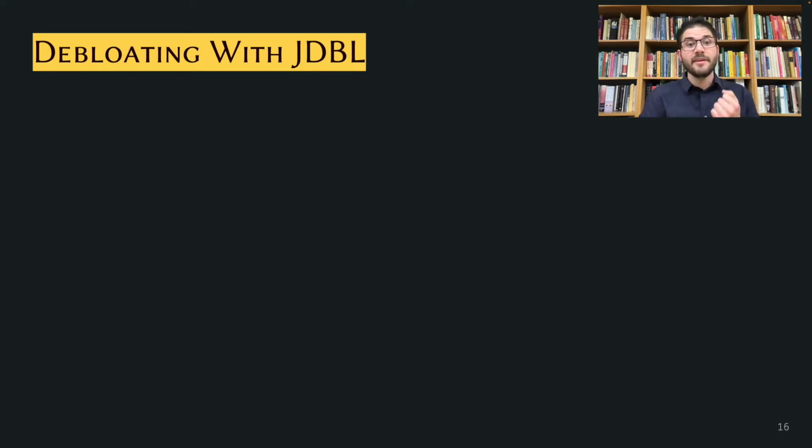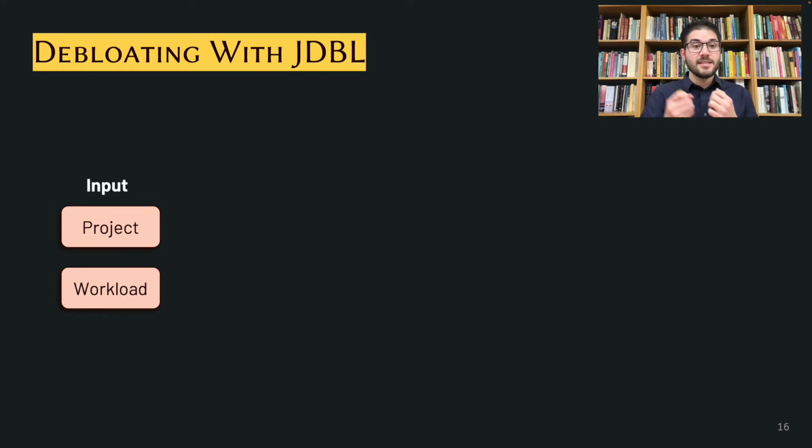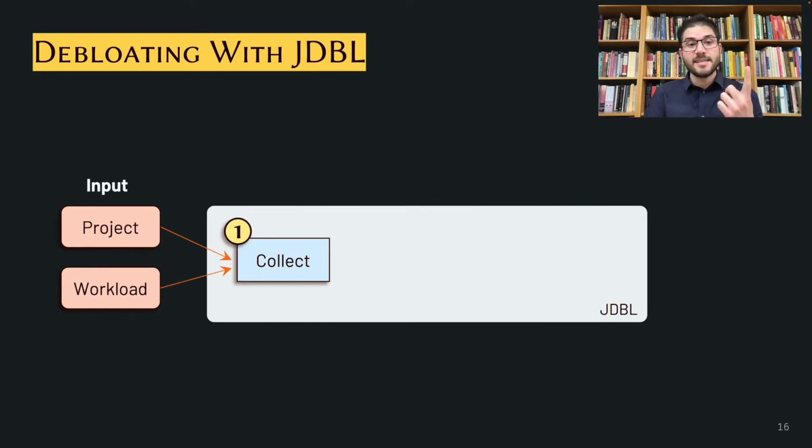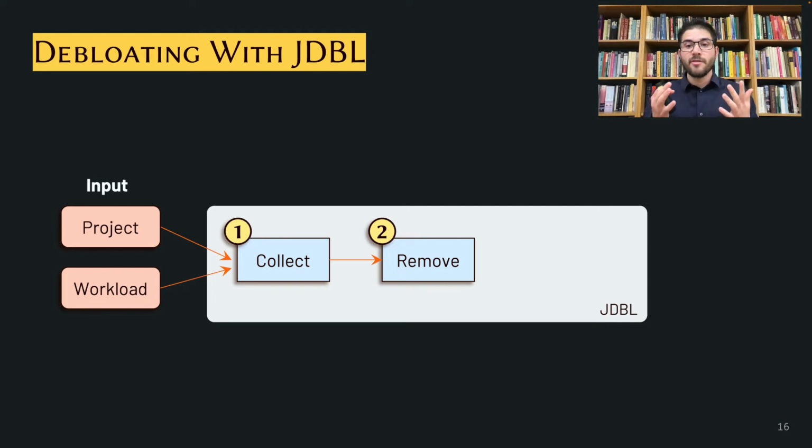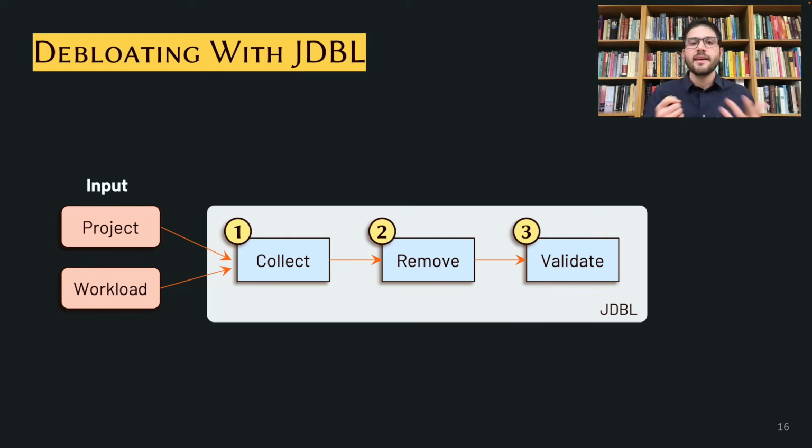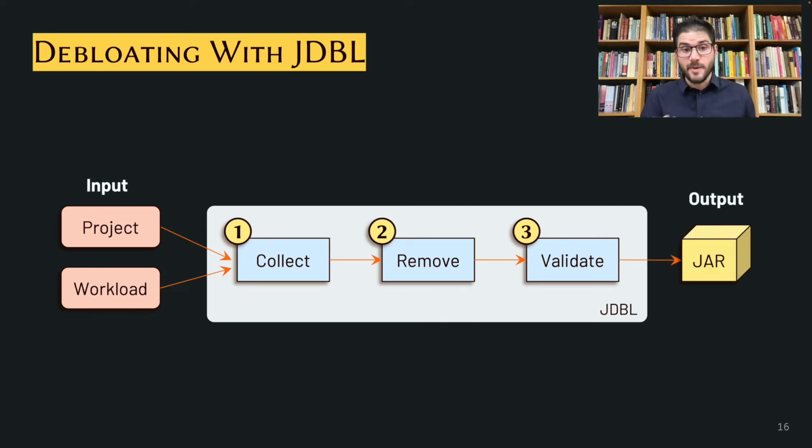In essence, JDBL works in three phases. It receives as input a Java project and a workload that executes some part of the project. In the first phase, JDBL uses code coverage tools to collect bytecode usage information. Then, in the second phase, JDBL removes the unnecessary bytecode from the project and its dependencies. Finally, in the third phase, JDBL validates the debloating by executing the project against the same workload. If the result is as expected, then the project is packaged as a debloated jar file.